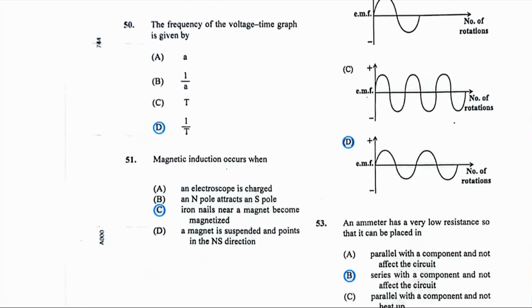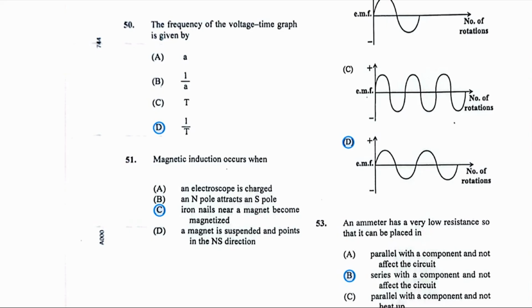Question 51. Magnetic induction occurs when C. Iron nails near a magnet become magnetized. So guys, you all wouldn't know this at this level, but if you pursue electrical engineering at a tertiary level, you'll get what I'm talking about.